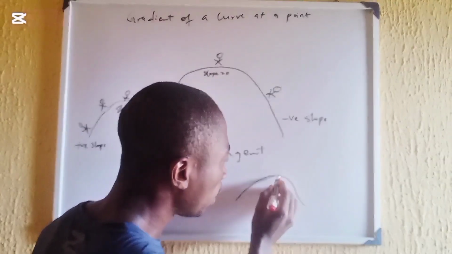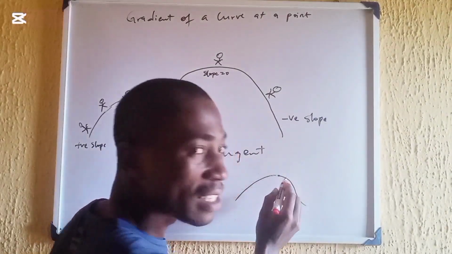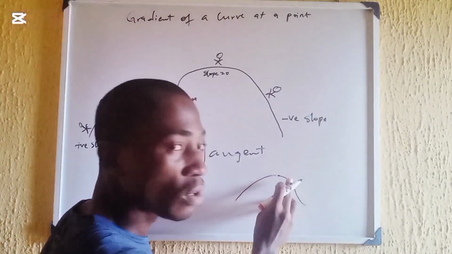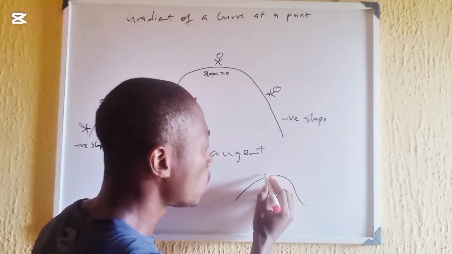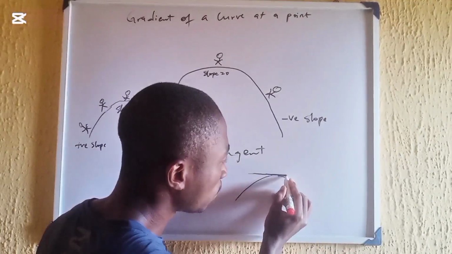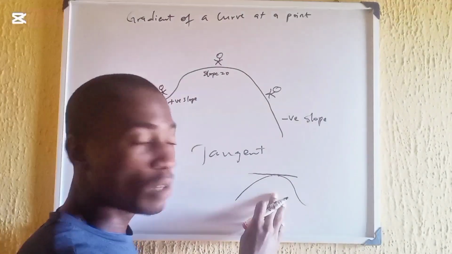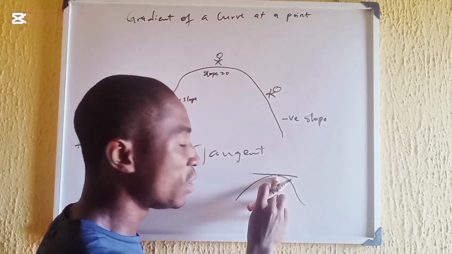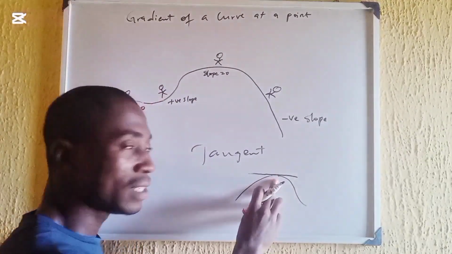That means I will draw a line that just hits this point but doesn't cross it, doesn't intersect. So we'll be having a line moving like this. So you can see that I was able to hit the point without having to cross it. So that's what a tangent is.